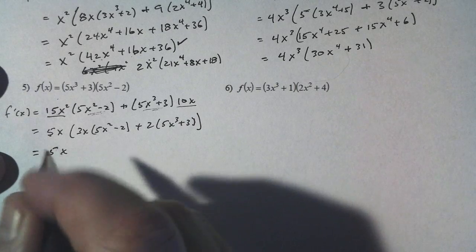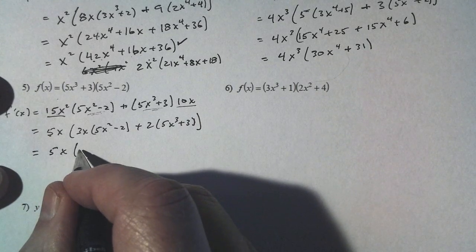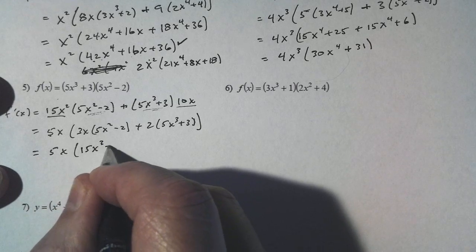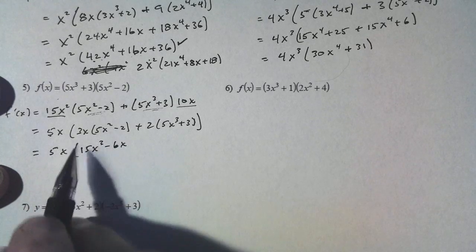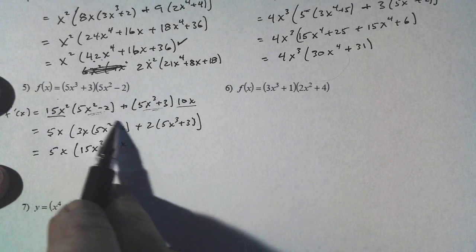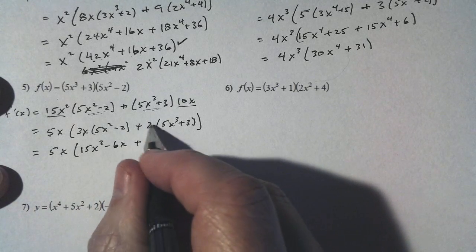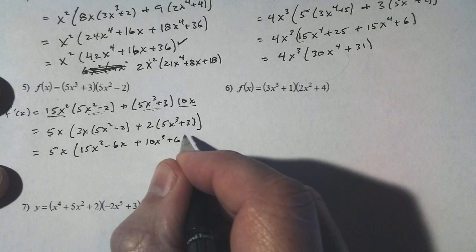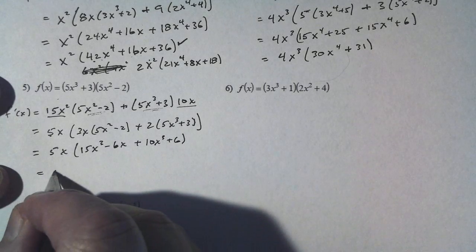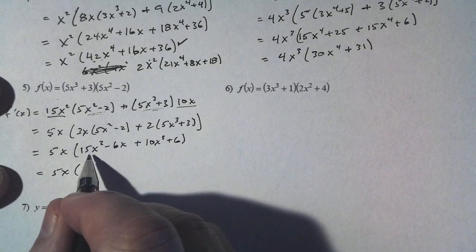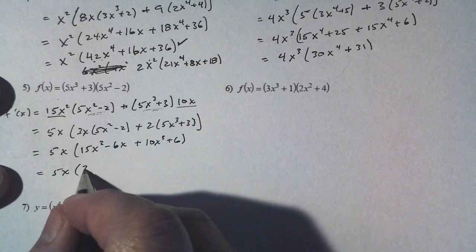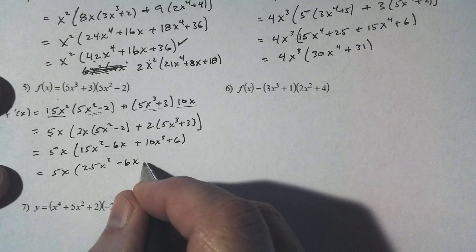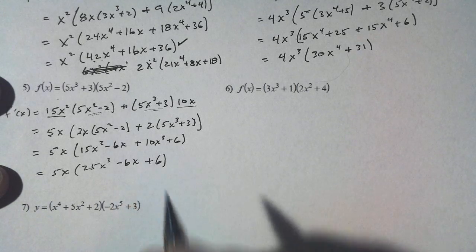Or 5x times 15x cubed minus 6x plus 10x cubed plus 6. Let's see, I've got 25x cubed minus 6x plus 6.